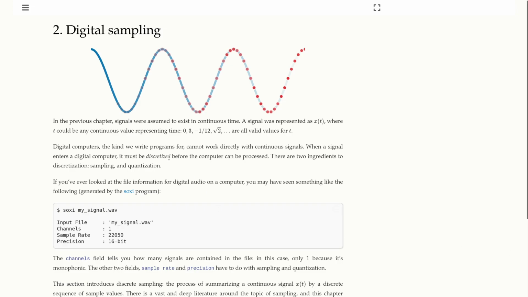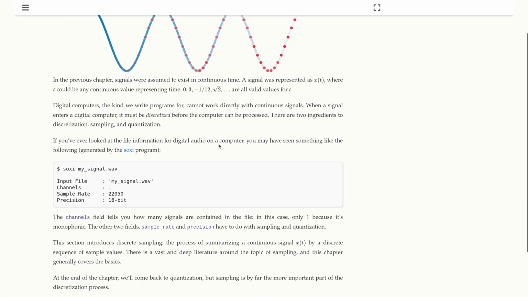So today we will continue to talk about digital signal theories. In the previous chapter, signals are continuous, which is not that useful when we work with digital computers because they cannot work directly with continuous signals. When a signal enters a computer, it needs to be discretized.